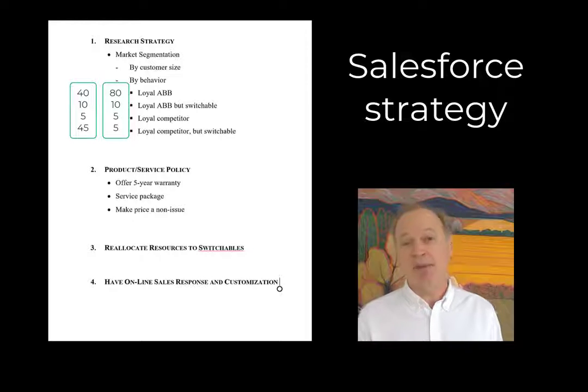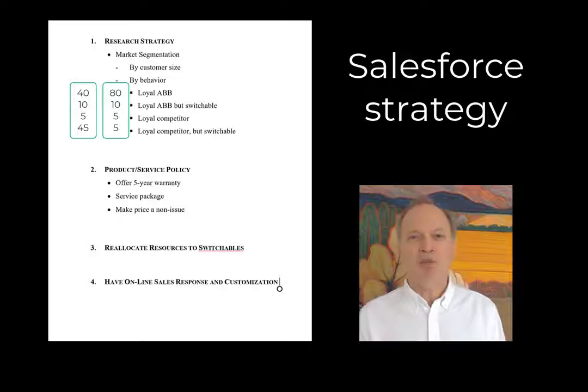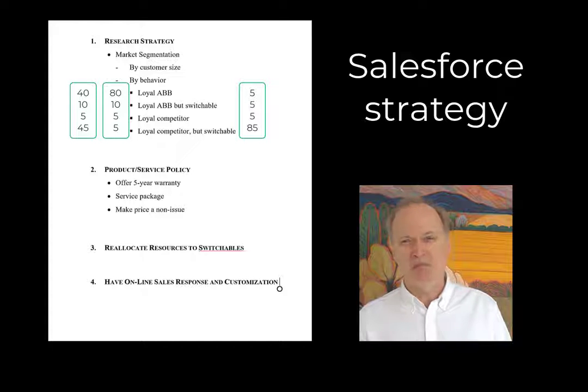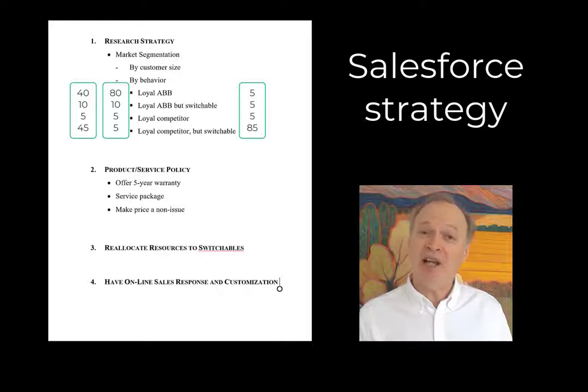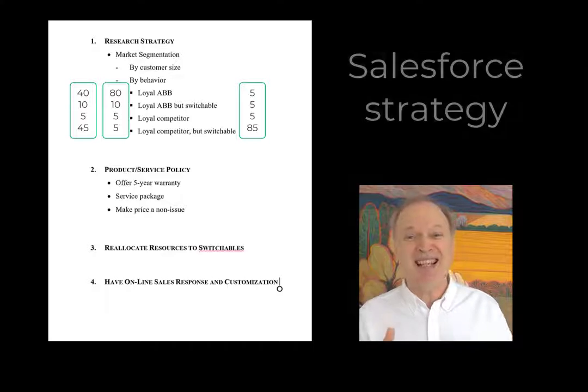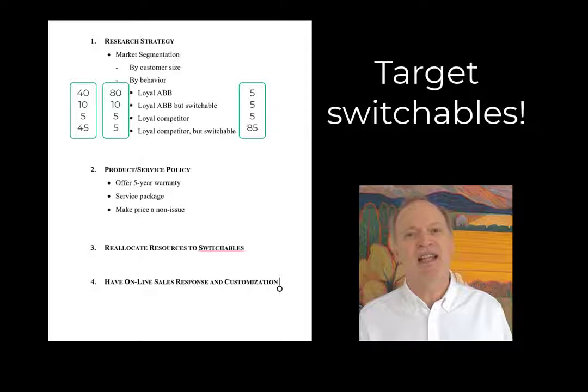So it may be that the optimal allocation in this case is to go for the jugular vein. In other words, you're going to reallocate none, maybe only 5 to your loyal ABB, just because the data might be dirty. 5 to the loyal but switchable, maybe 5 to the competitor loyal, and then maybe 85% for the loyal to the competitor. Go for the jugular vein. You do that, and all of a sudden you're targeting the segment or the cluster that's most likely to give you revenue growth. Quite insightful.